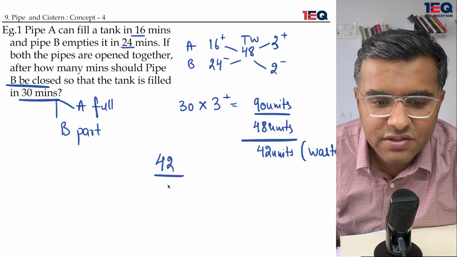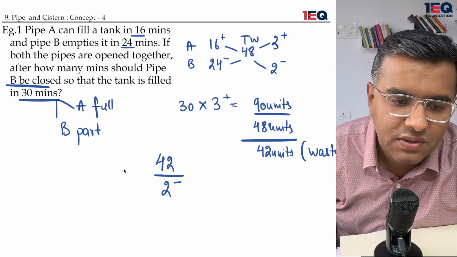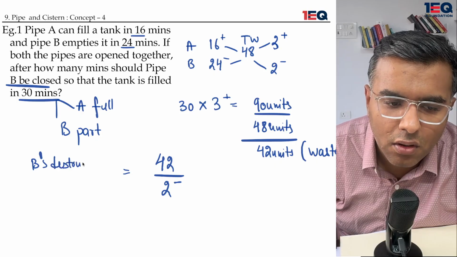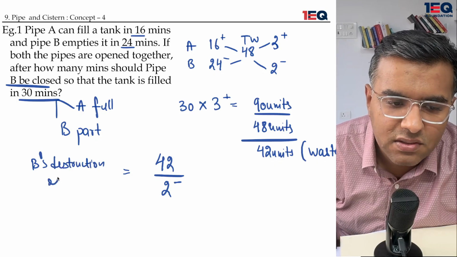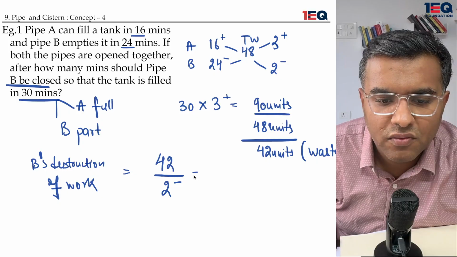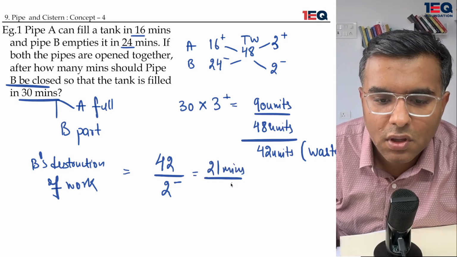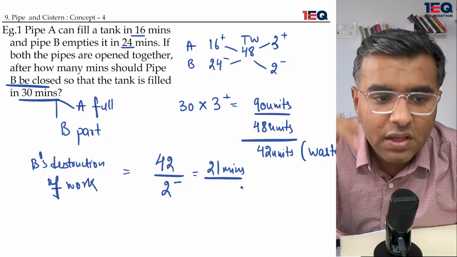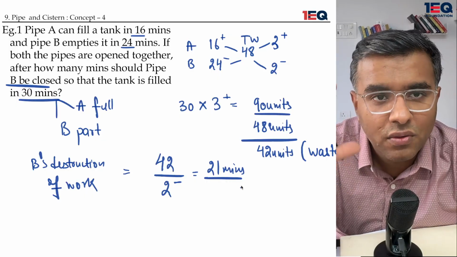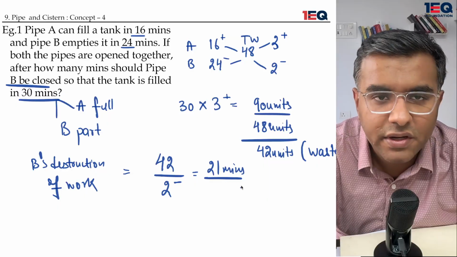And how did it destroy it? It destroyed it with the power of 2 negative efficiency. So this is nothing but B's destruction of work, 42 upon 2, which gives me 21 minutes. So B is supposed to be closed after 21 minutes so as to allow the entire work to be completed in 30 minutes. Got it?